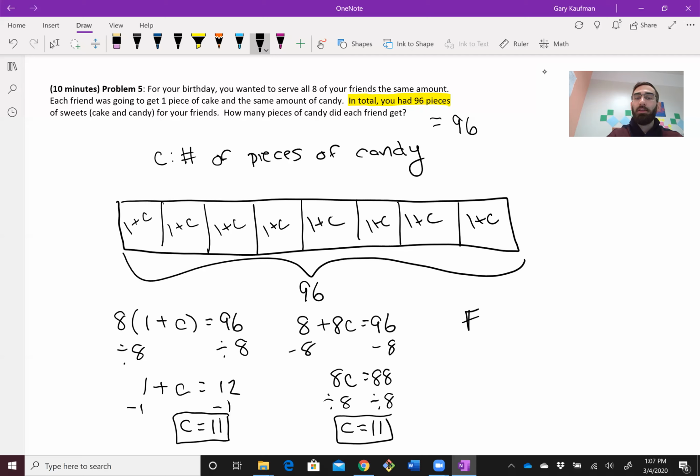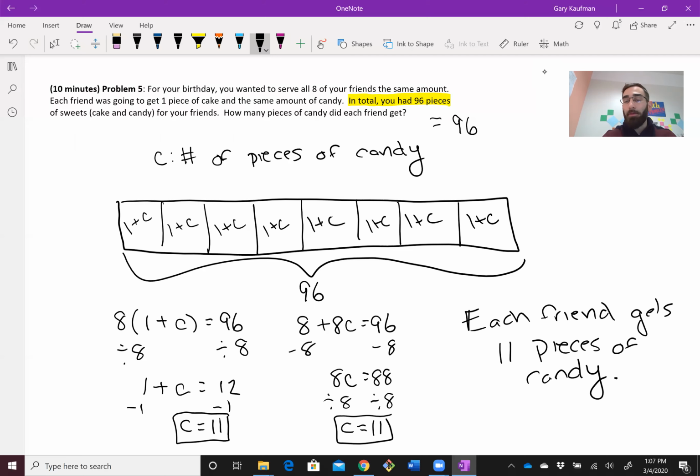So each friend gets, whoops, why did I say 8? Gets 11 pieces of candy. Remember, at any point, if you get stuck and you don't know, come into Google Meeting. Make sure you've made the corrections. This is your reminder. Make sure you made those corrections. Otherwise, we're going to problem 6.